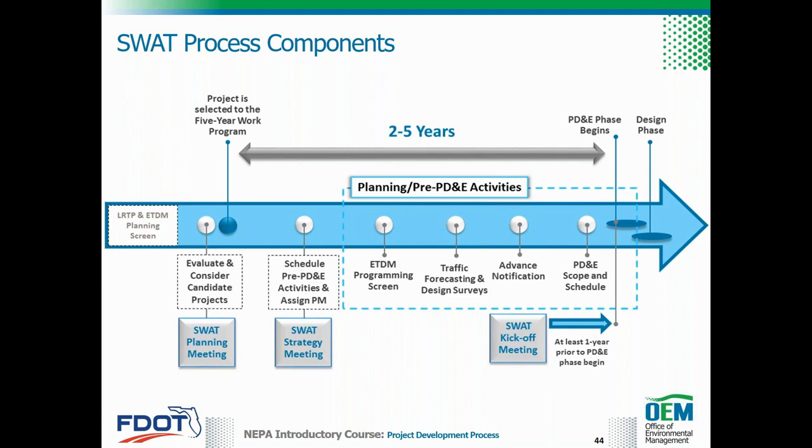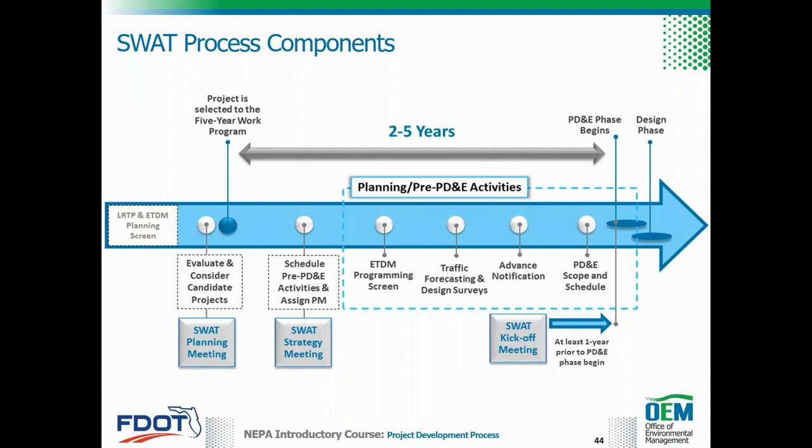The first meeting is the annual SWOT planning meeting. This meeting is used to review potential PD&E projects that will be included in the tentative work program. The outcome of the SWOT planning meeting is a list of funding recommendations for each candidate project, whether state or federal funding, anticipated class of action assigned to each project, and a list of projects to be screened through the ETDM process. The next meeting is the SWOT strategy meeting.